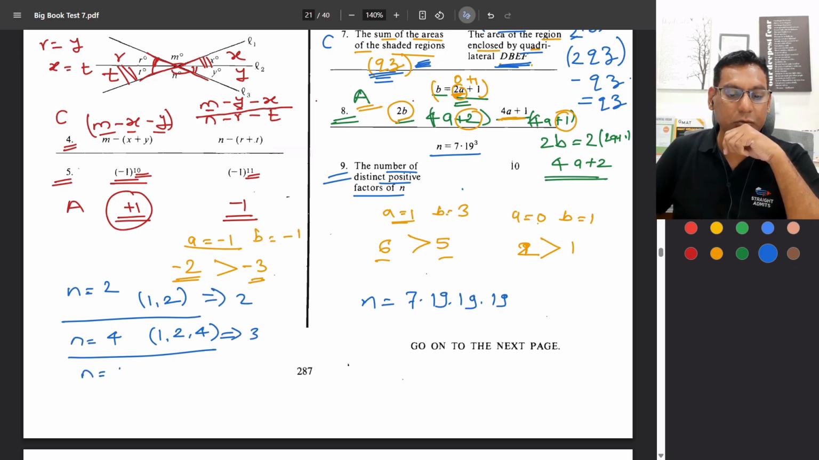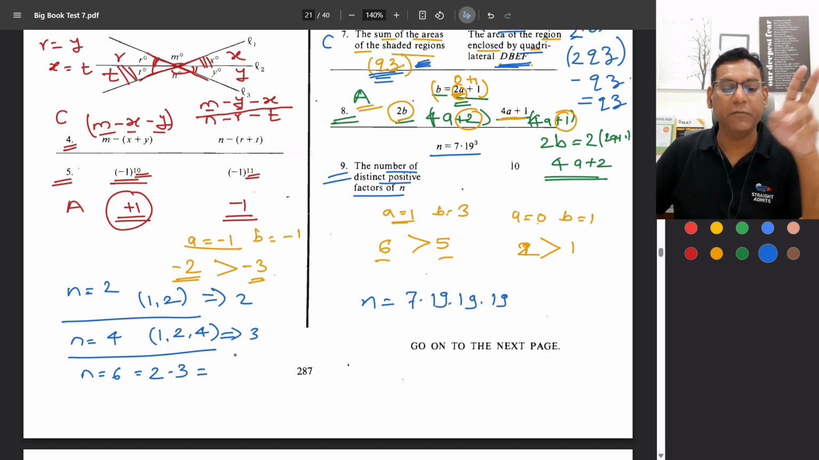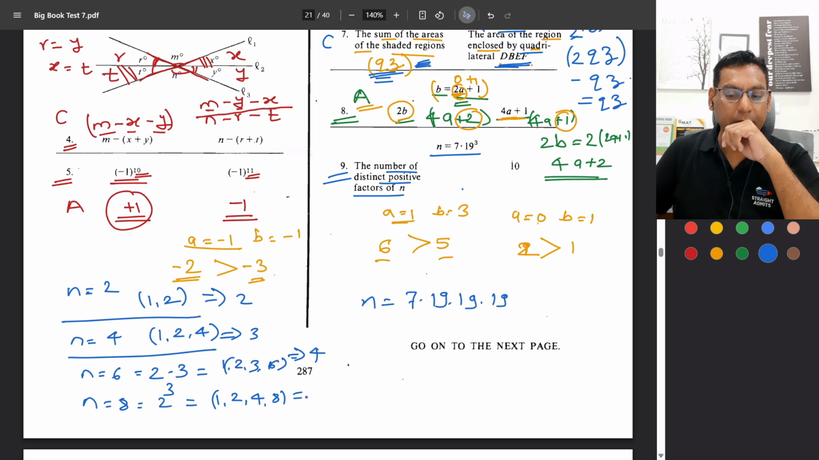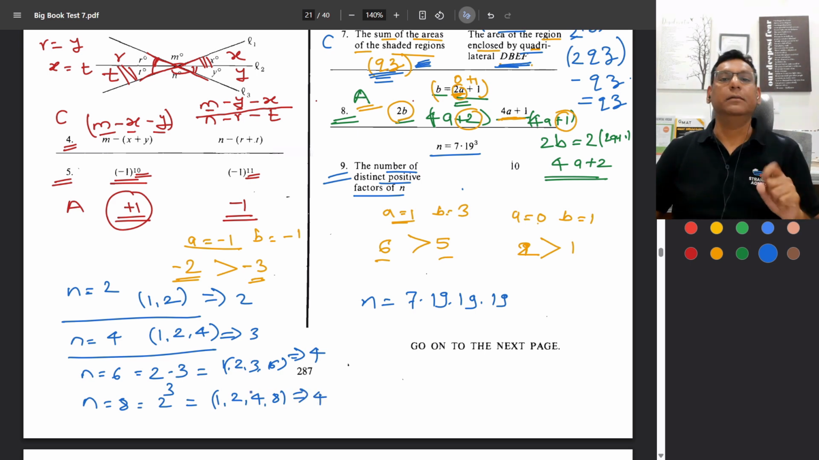Let's say n is equal to 6, which can be written as 2 into 3. So how many factors can I get here? I get 1, 2, 3 and 6. So basically I get 4 factors. And if I write n is equal to 8, which is 2 raised to 3, how many factors do I get? I get 1, 2, 4 and 8. Again I get 4 factors. So what's the pattern?